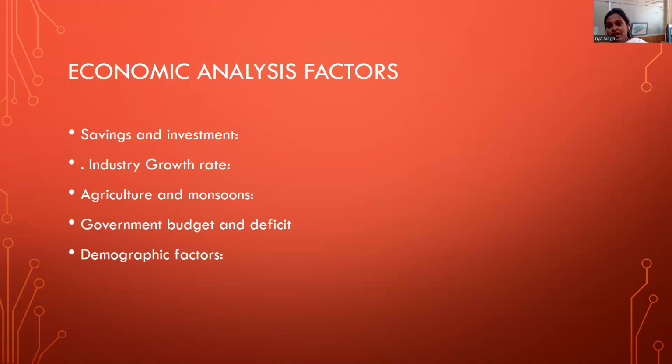Then agriculture and the monsoon also affect the economic condition. What kind of agriculture and monsoon did this year have? If the agriculture is very good, the government need not pay interest and subsidies to the farmers. In that case they can put that money into infrastructural development, where there will be growth of the economy, so you can get more returns.